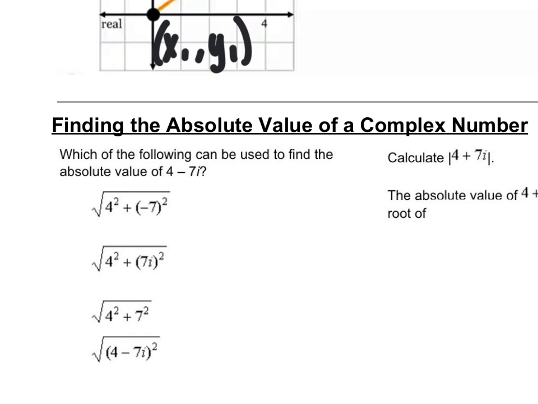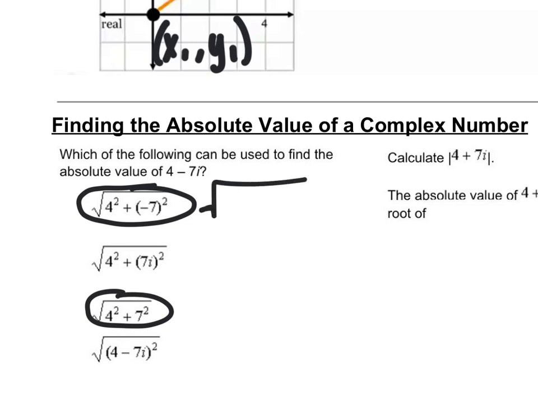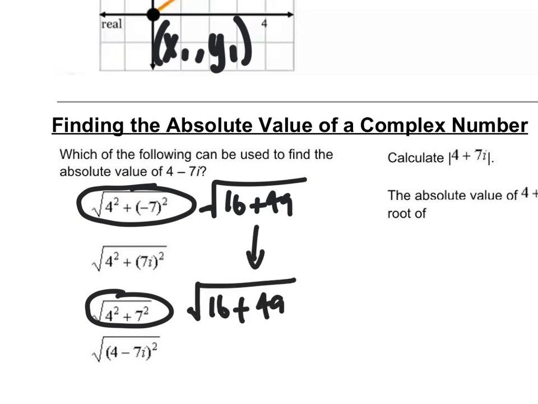Now, you could choose either this one or this one. They both give you the same thing. The reason why is if you took that, you get the square root of 4 squared, which is 16, plus negative 7 squared, which is plus 49. Same thing would happen down here. You'd get 4 squared, which is 16, plus 7 squared, which is 49. And these two things are the same, and that's just what we're doing.